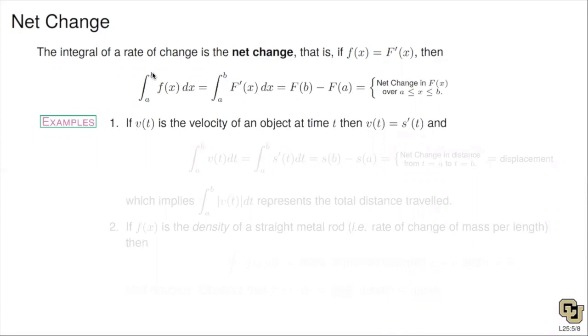For example, if v of t is the velocity, then we know velocity is the derivative of the position function. So when we integrate the velocity, we're integrating the derivative of the position function, and we're getting s of b minus s of a. If you think of s of a as your starting position and s of b as your ending position, this is what we would have defined as our displacement. It's the net change in distance, or what's known as displacement. It's not the total distance we've traveled; it's just from my starting point to my ending point, how much distance did I move?